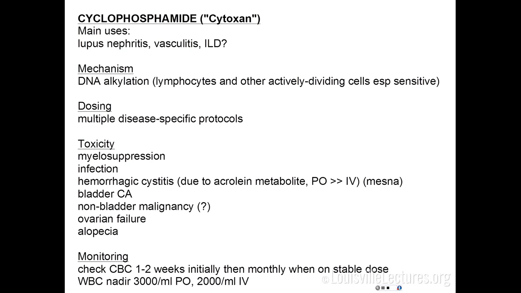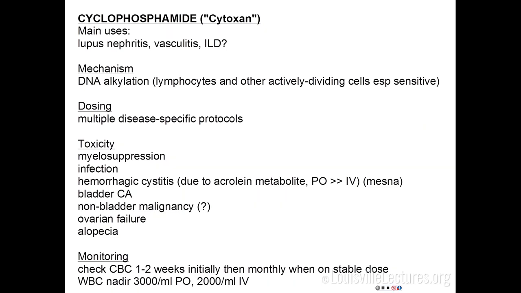It's a derivative of mustard gas, World War I gas. It's a DNA alkylator. Poisons your DNA. Your lymphocytes are very susceptible to this, so they die. Dosing, there's a million ways to dose cyclophosphamide. There's PO, there's IV, there's the Euro-Lupus protocol, there's the NIH protocol. So there's a lot of ways to dose it. You don't really need to know. For boards, I don't think you're going to be dosing it yourselves.